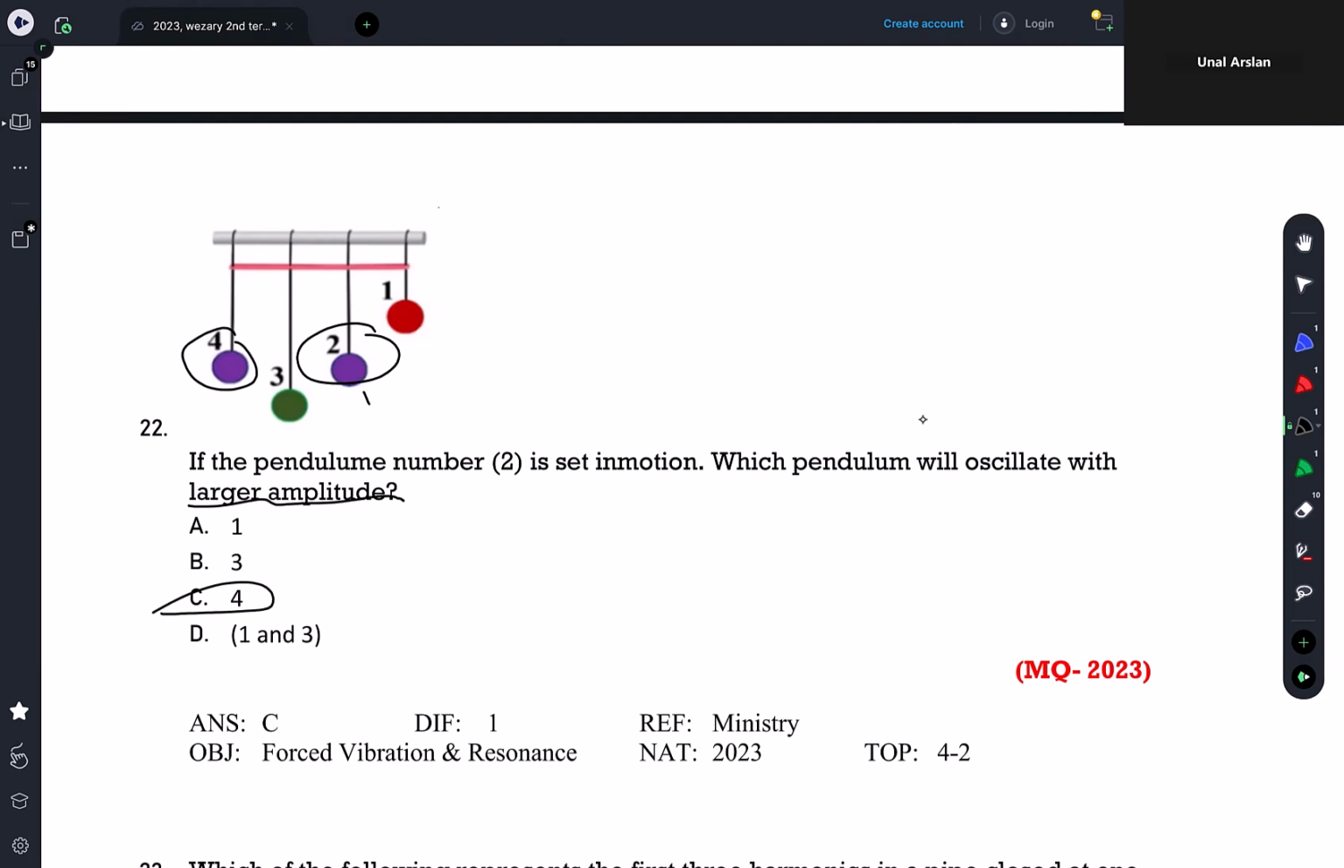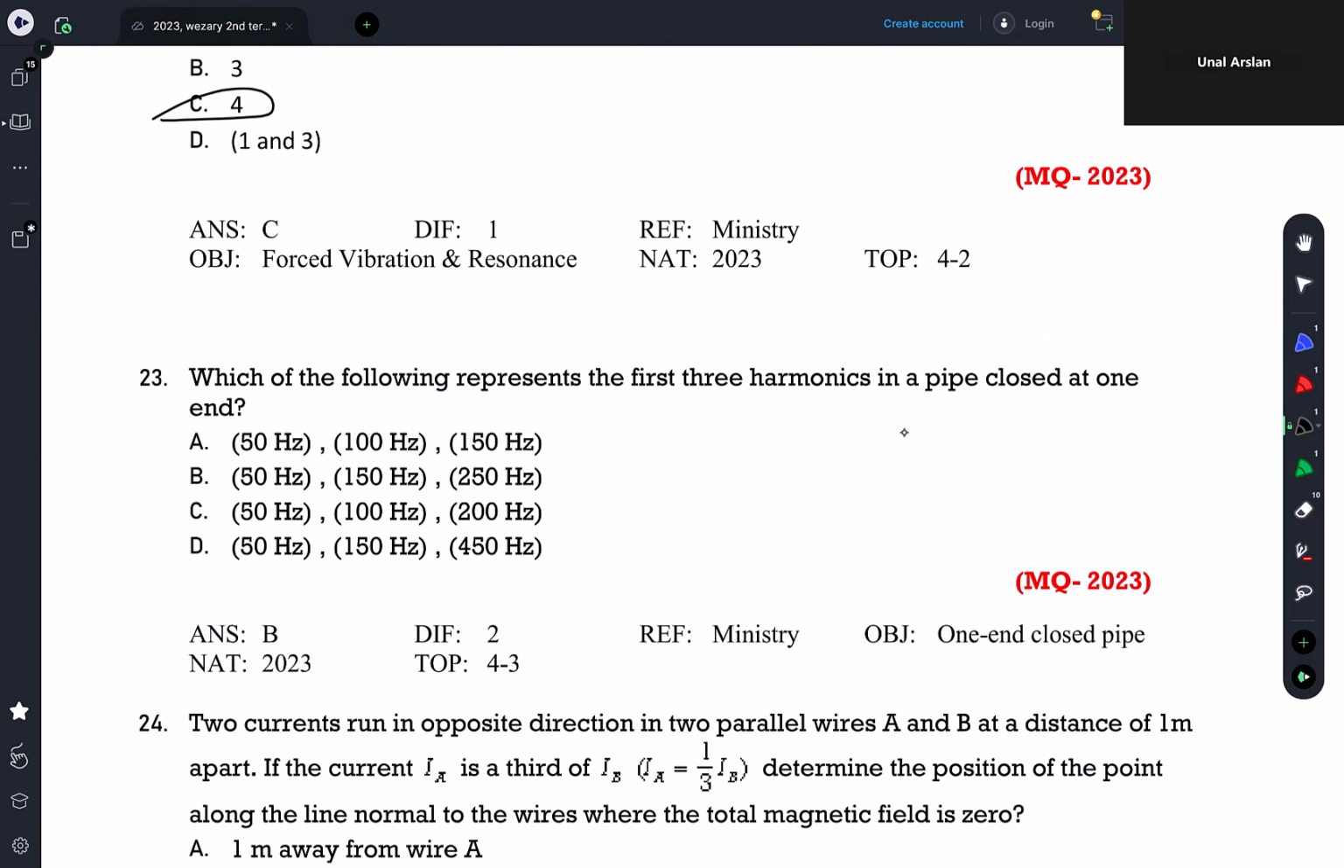Which of the following represents the first 3 harmonics for a pipe closed at one end? We know in a pipe closed at one end, F1, F3, F5: the fundamental frequency F1, the next one is 3 times F1, the next one is going to be 5 times F1. Which one is so? Let's check it. If this is the fundamental frequency F1, the next one must be 3 times F1, that is 150.